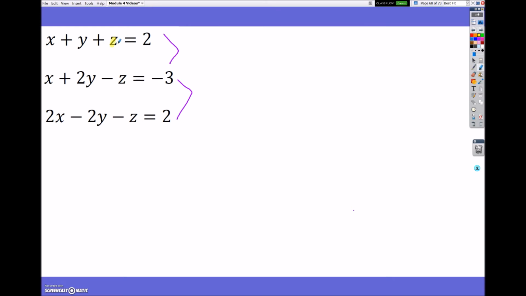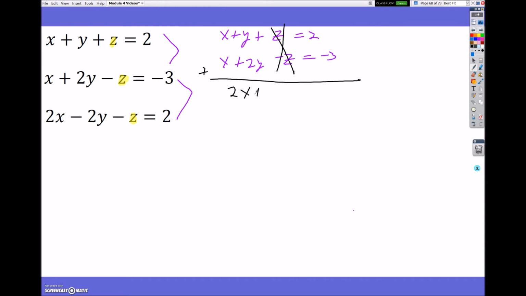I notice that each and every equation has at least one z, so I'm going to use that to eliminate the z's first. So I'm going to have x plus y plus z equals 2, and I'm going to have x plus 2y minus z equals negative 3. I want you to notice when I solve these, let's look what happens. I'm going to eliminate the z's, and then I'm going to have 2x plus 3y is equal to negative 1. So we're going to set that to the side.